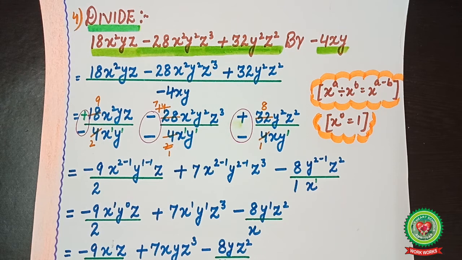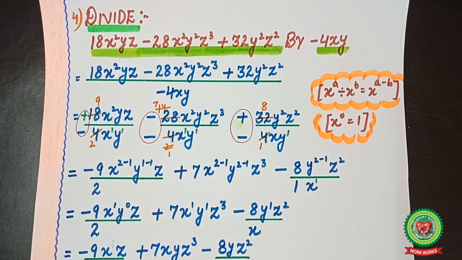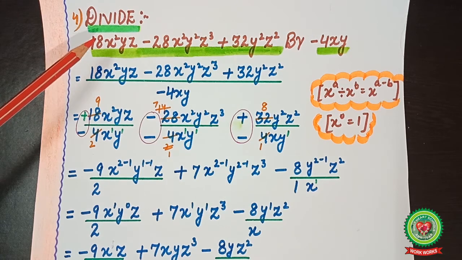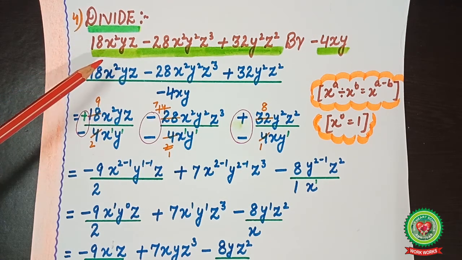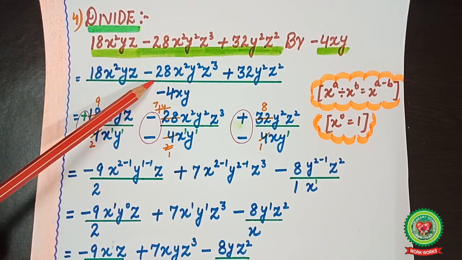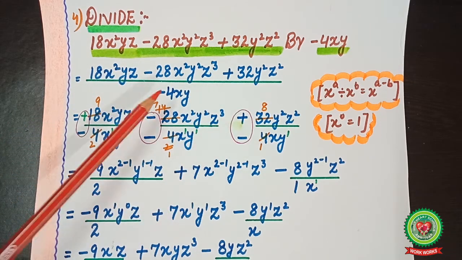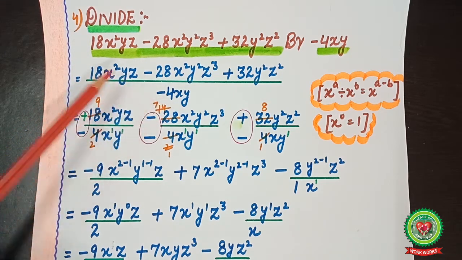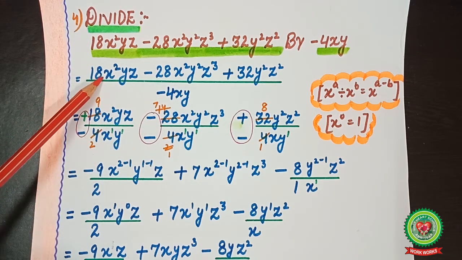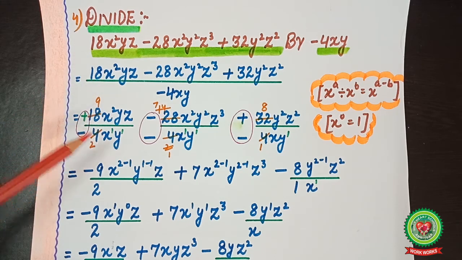So you will understand how to divide the given variables or the given numerical coefficients by the monomial expressions. Here you can see you will write the given statement, that is the first expression, in the numerator, and divide by minus 4xy in the denominator. Now we have to write this expression separately. Why separately?